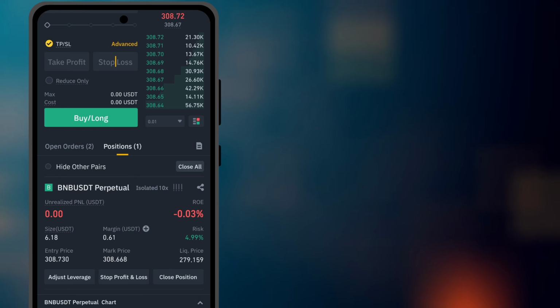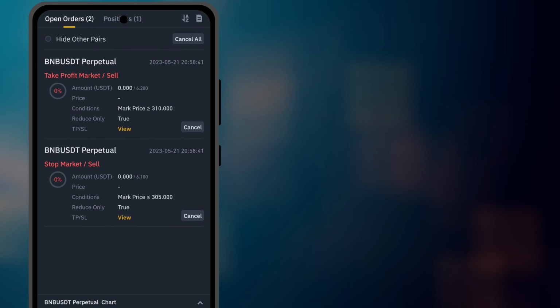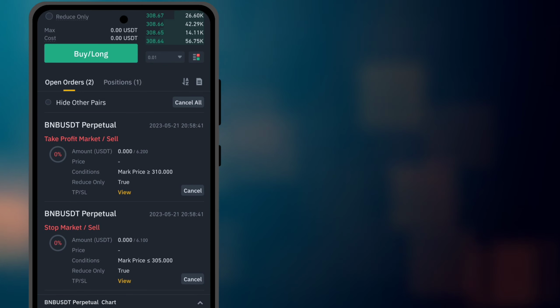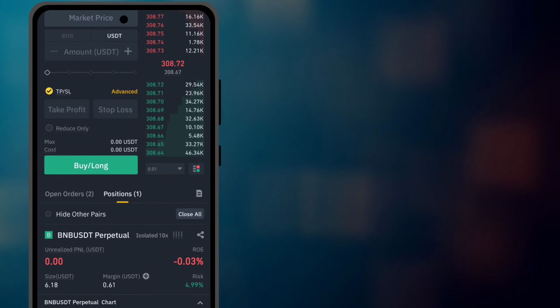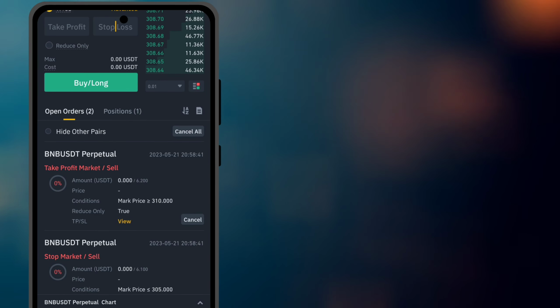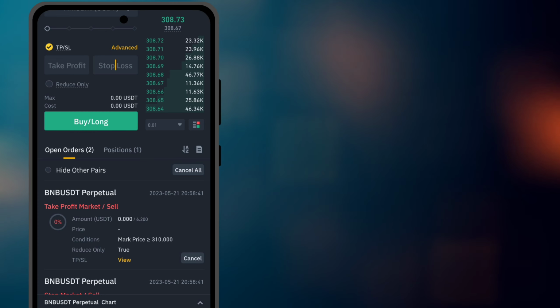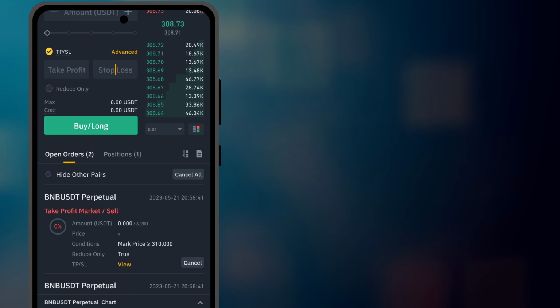Two positions will be open: a stop loss and a take profit. So that means that this one is just waiting because this one is open, which is your current market price. You understand? Because you enter at the current market rate. But these two others are for the stop loss and take profit. This first one is take profit. So it's just waiting for this price, 308, to hit 310.